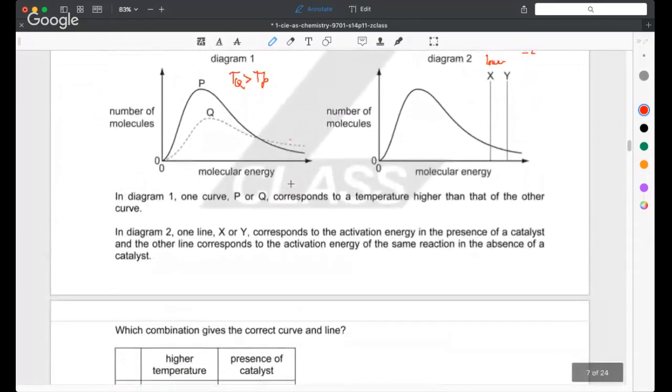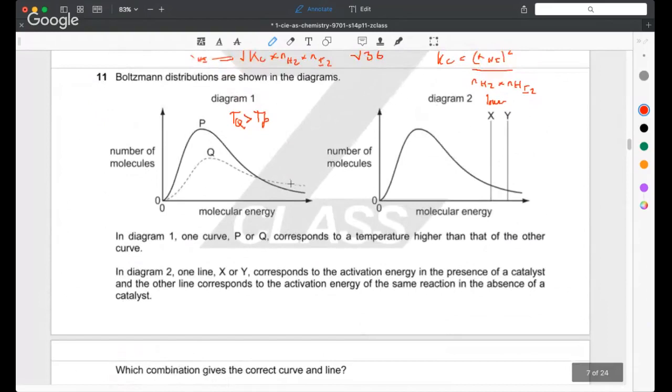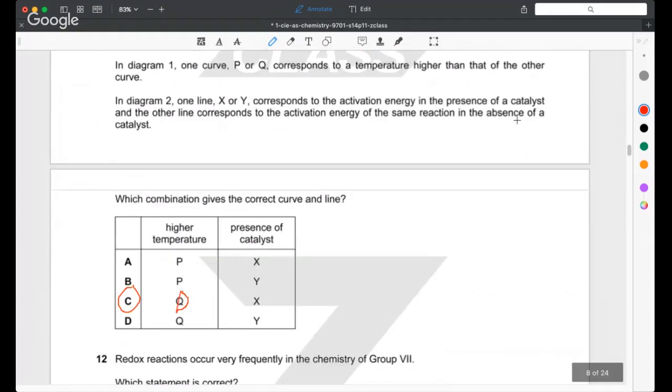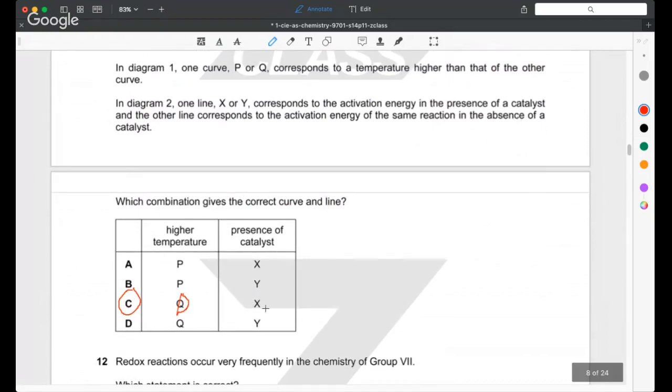And a catalyst works, doesn't it, by lowering the activation energy. So the activation energy is lower for X than it is for Y. And so a catalyst would be lowering the activation energy, and so we'd end up with a lower activation energy, which is X. So at that point, answer C is the correct one.